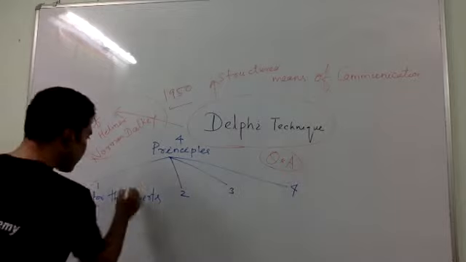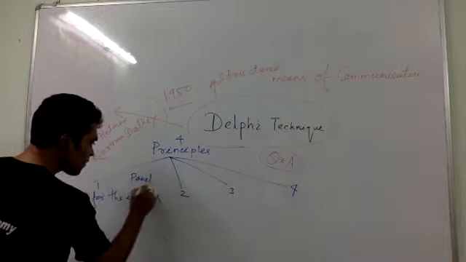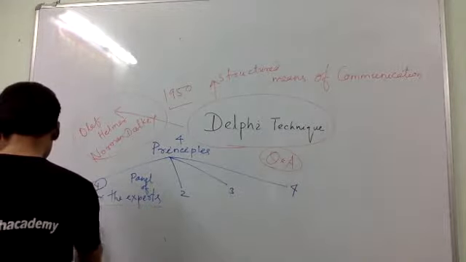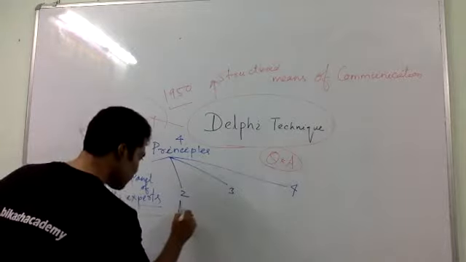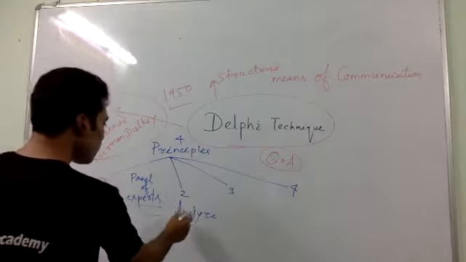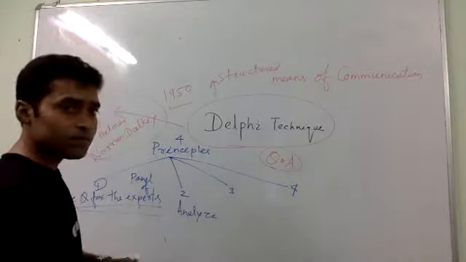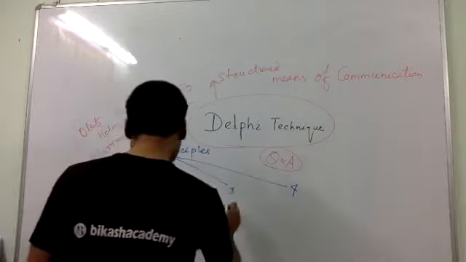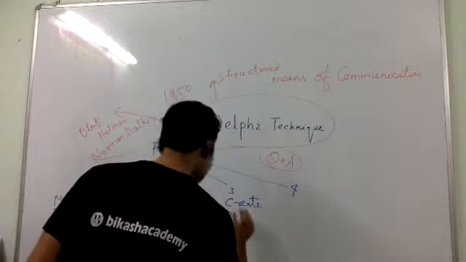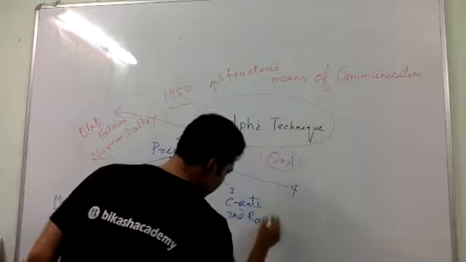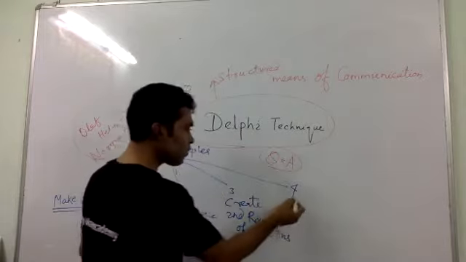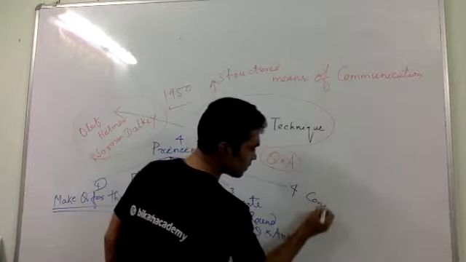That means there is a panel of experts. And after this panel of experts, you have to analyze the answers. And again, you have to put questions and answers to others, so that you can create a second round of questions and answers. And finally, you have to accept when there is consensus.